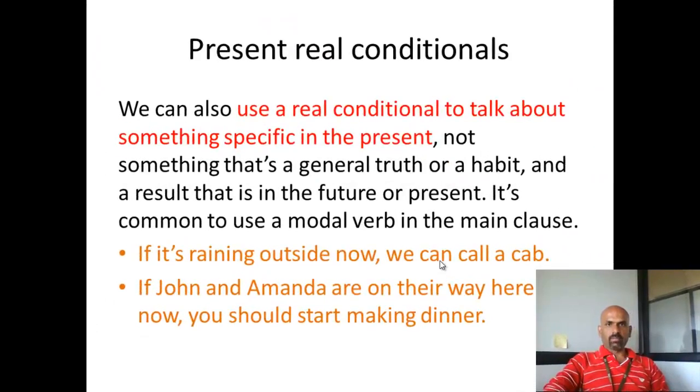Look at the next example. We can also use a real conditional to talk about something specific in the present, not something that is a general truth or a habit, and as a result that is in the future or present. It's specific. Look at the example. If it's raining outside now, we can call a cab. John and Amanda are on their way here now. You should start making dinner. The same example I have given in the previous slides also, but the exact explanation here. Use a real conditional to talk about something specific in the present.